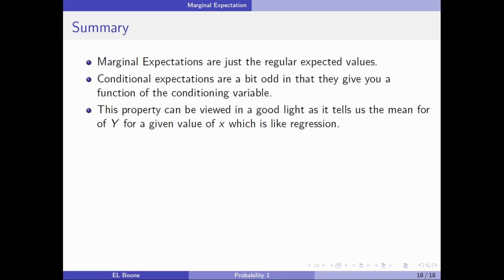All right, so marginal expectations are just the regular expected values, nothing exciting there. Conditional expectations are a bit odd in that they give you a function on the conditioning variable, which is not what you were expecting probably. You were thinking, oh, I'm just going to get a number like any other number. Here you end up with a function. This property can be viewed as a good thing because it tells us the mean for y for a given value of x, which is just like regression.